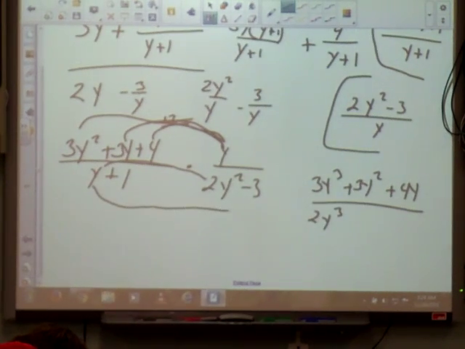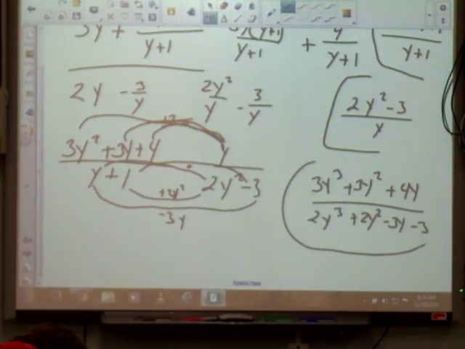My outer, that's minus 3y. And on my inner, that's plus 2y squared. So I did it like that so I could wait a second and put it in standard form. So this will be plus 2y squared minus 3y. And then on my last, minus 3. That's it. And that is correct. Good job.